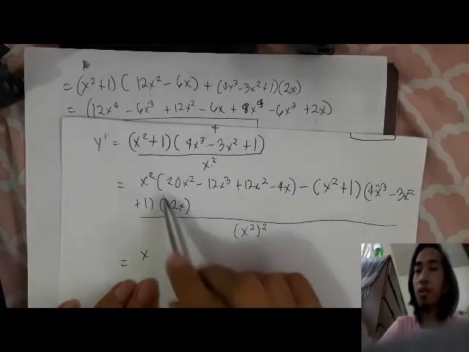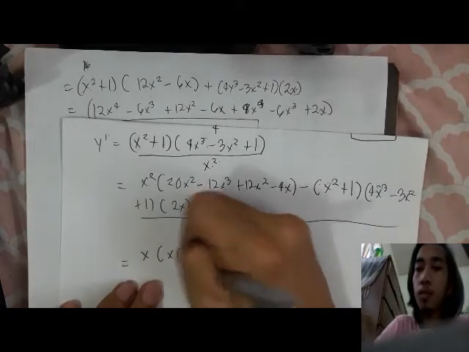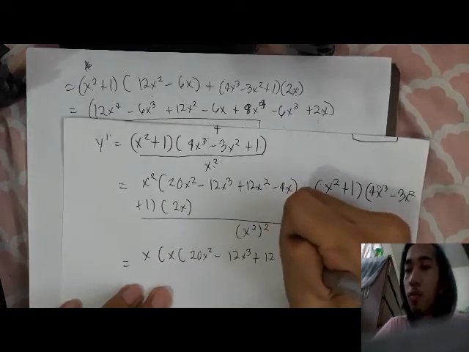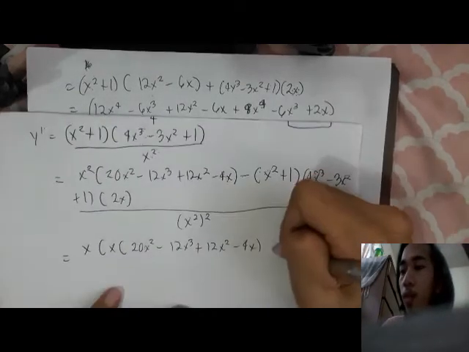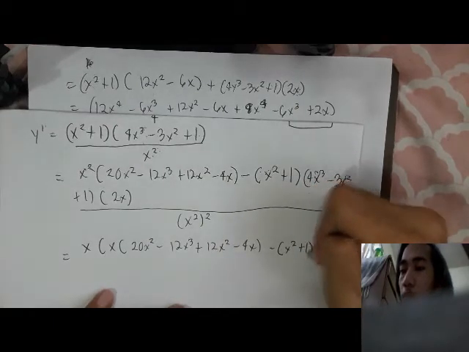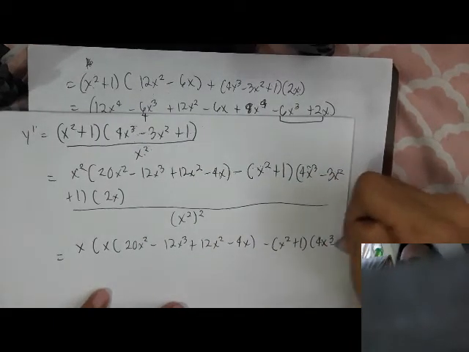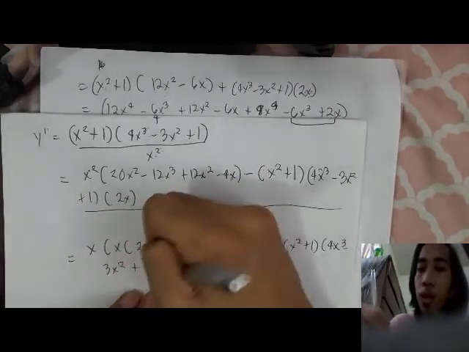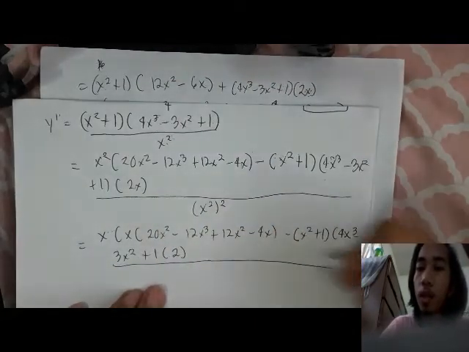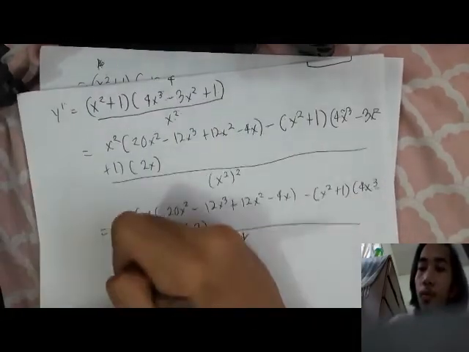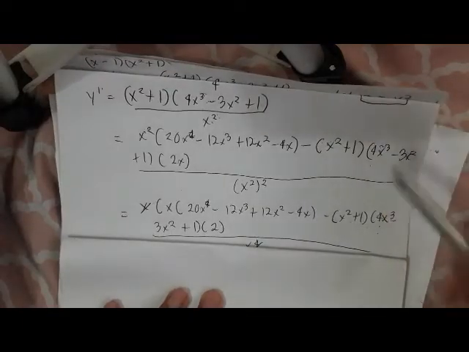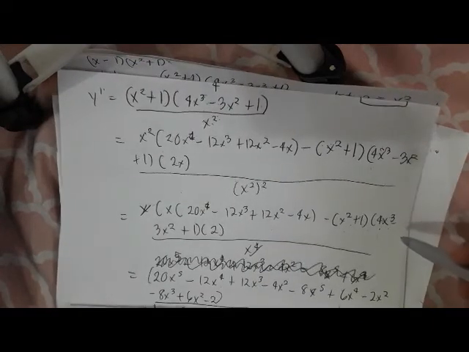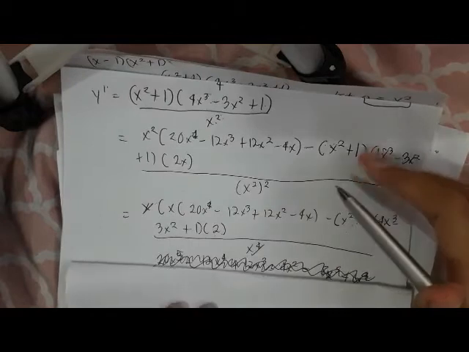So both sides we can factor x. So x times the quantity 20x squared minus 12x cubed plus 12x squared minus 4x, minus the quantity 4x cubed minus 3x squared plus 1 times 2, kasi subtract natin ang x. So x squared, cancel yan, magiging shortcut. I-shortcut mo lang itong solution dahil medyo matagal ang pagkuha ng sagot, kaya ito na lang.